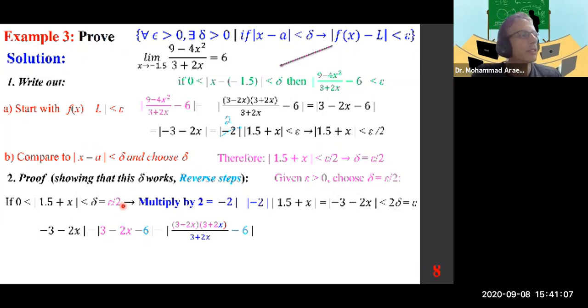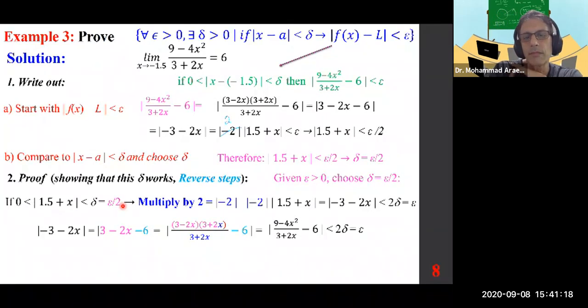You replace that with what? You replace that with 9 minus 4x squared. So we are here, class. This one is the same as this one. Okay. And believe it or not, in essence, this is the end of the proof.